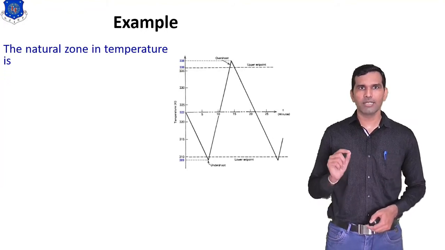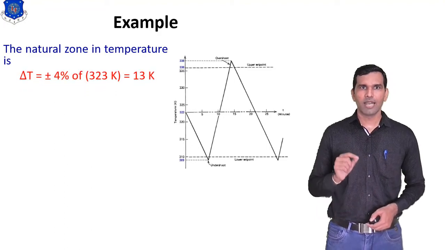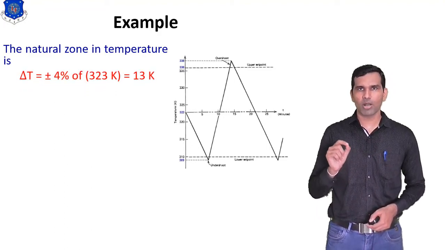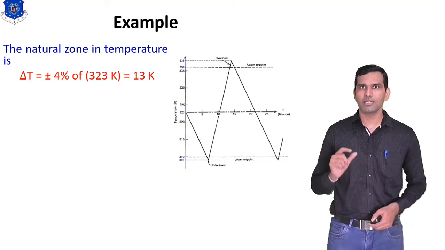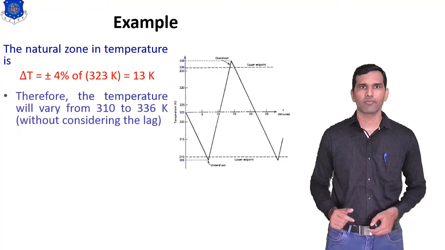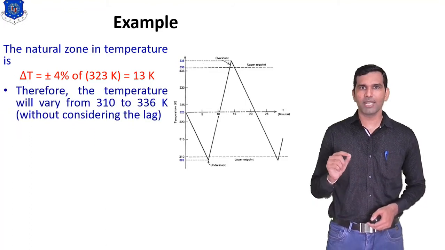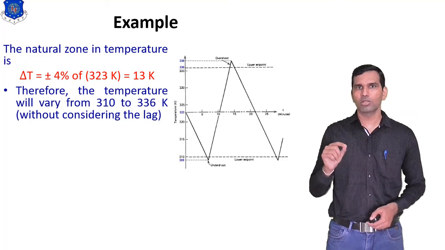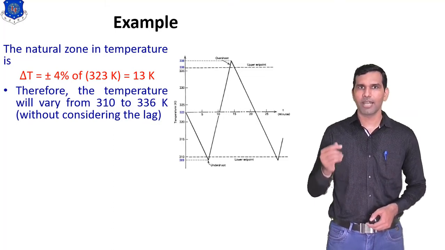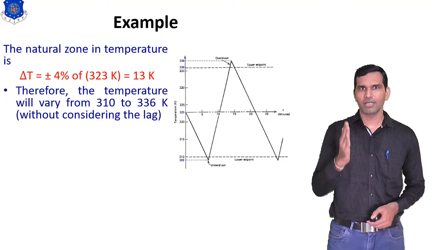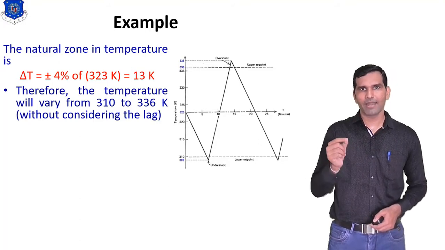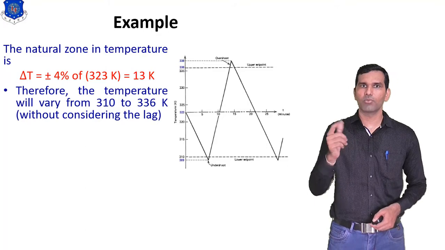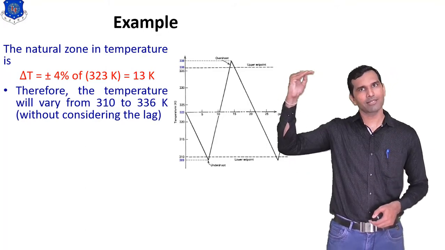So the natural zone in temperature is delta T is equal to plus or minus 4% of set point, that means 323 Kelvin. So we get natural zone is equal to 13 Kelvin. Therefore, the temperature will vary from 310 to 336 Kelvin. That means if we subtract 13 from 323, we get 310, and we add 323 plus 13, so we get 336. That means highest limit of the temperature.